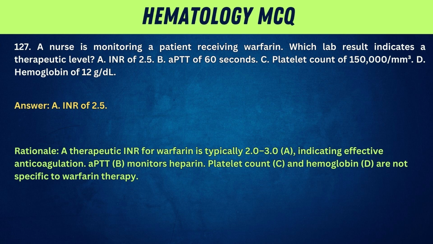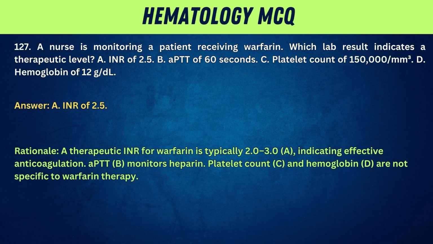127. A nurse is monitoring a patient receiving warfarin. Which lab result indicates a therapeutic level? A. INR of 2.5. B. APTT of 60 seconds. C. Platelet count of 150,000/mm³. D. Hemoglobin of 12 g/dL. Answer: A. INR of 2.5.